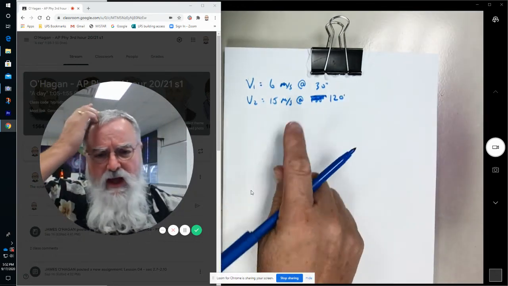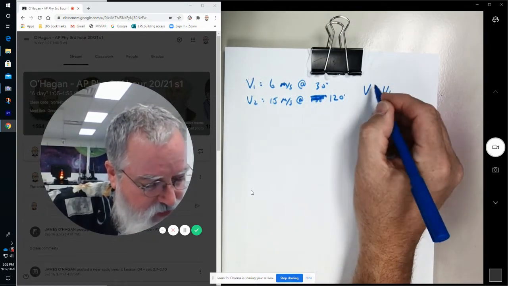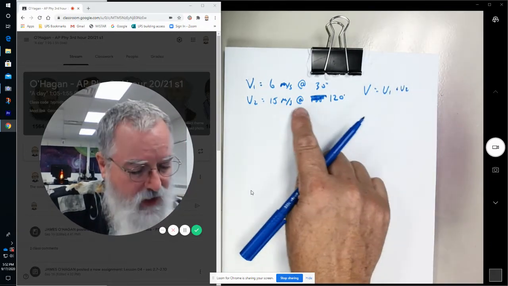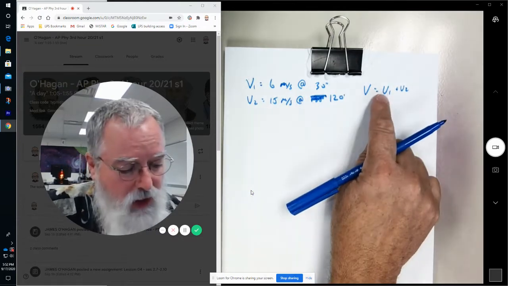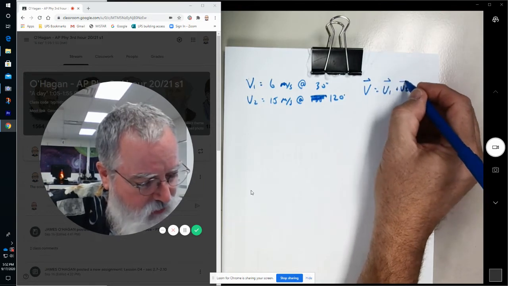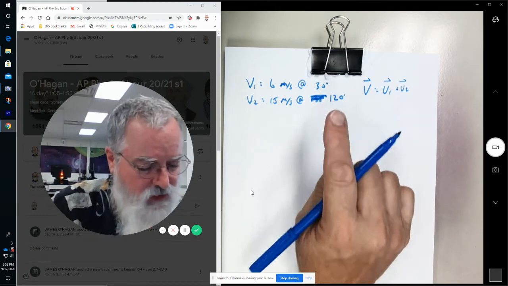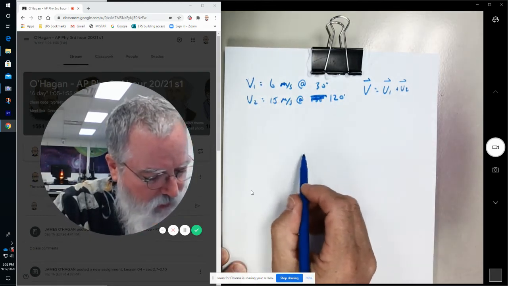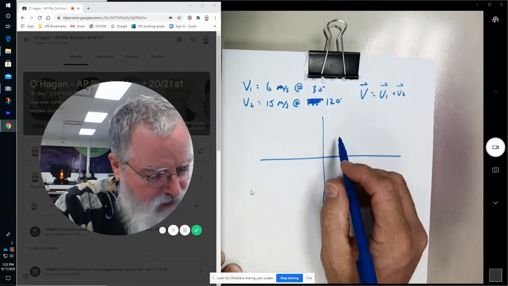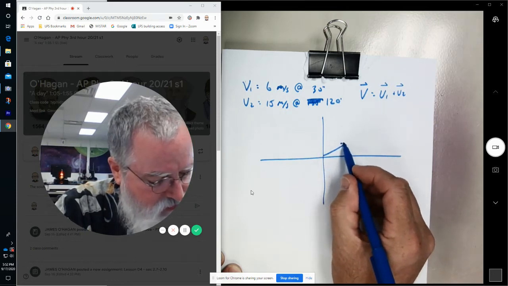Okay, I need to add these. I'm looking for the total velocity, which is velocity 1 plus velocity 2. So you can't just go, hey, 6 and 15, 21, yay! No, these are vectors, even though I'm lazy and don't draw the arrows, and you have to take direction into account. So here's what the picture looks like. My first vector is 6 at 30 degrees, which is about like there.